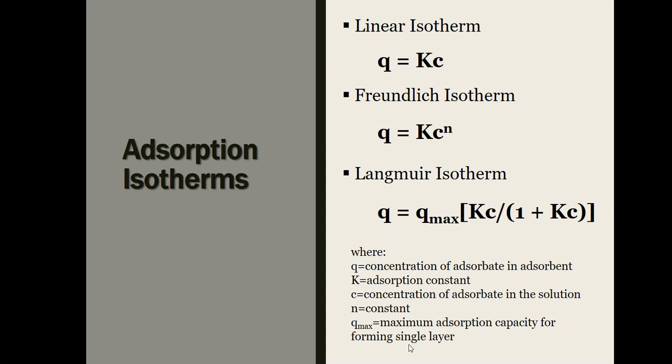So everything here is defined. Q max is the maximum adsorption capacity for forming a single layer only. N is a constant. C is the concentration of the adsorbate in the solution. K is the adsorption constant, and Q is the concentration of the adsorbate in the adsorbent. So that's your Langmuir isotherms.